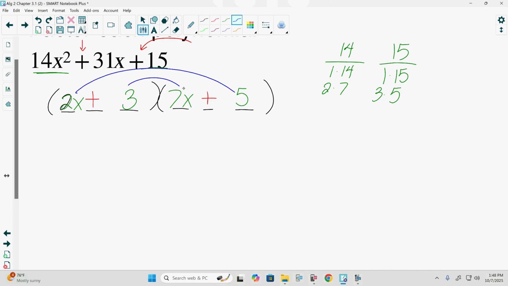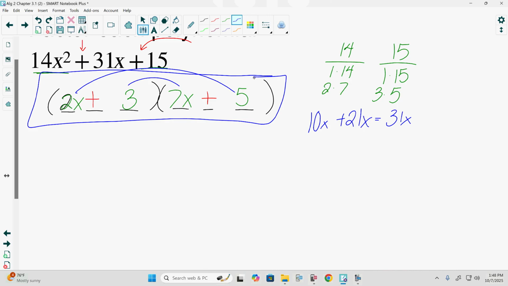Two x times 5, 2 times 5 would be 10. We still have our x. 3 times 7x, positive 3 times positive 7x would be positive 21x. 10x plus 21x, 10 plus 21 is 31x. Is that the middle term we wanted? Yes. And that's it.